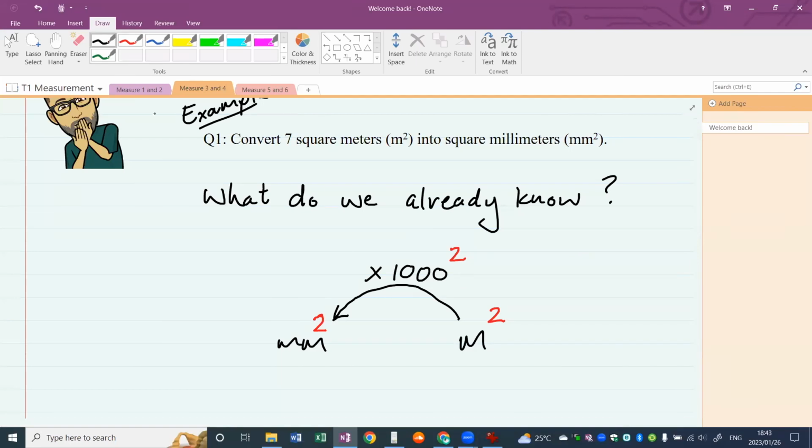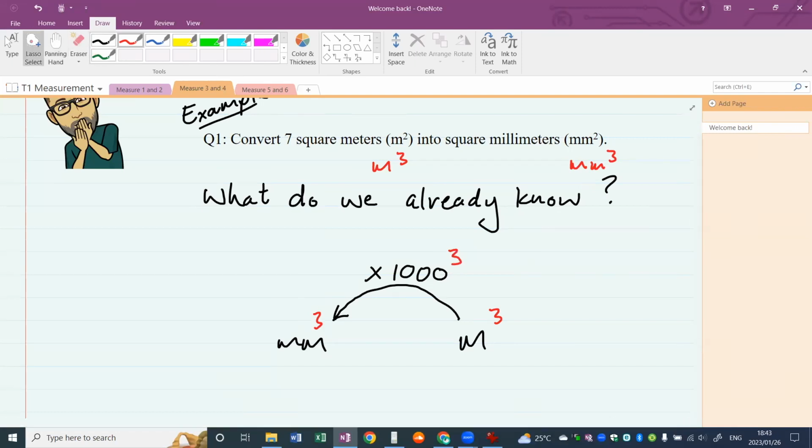All right. The same is true if this question wasn't talking about area, but it was talking about volume. Okay. So what if we had cubic meters, meters cubed, and we wanted to go to millimeters cubed, cubic millimeters? What do we do then? That's easy. Meters cubed to millimeters cubed, you times by 1,000 cubed.